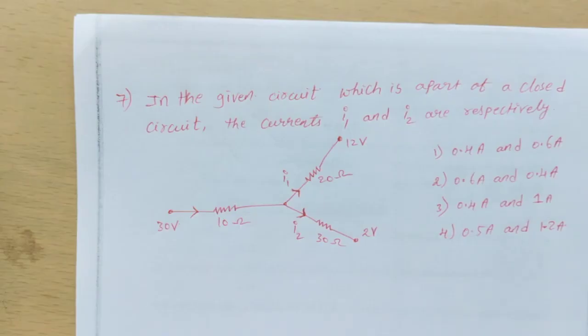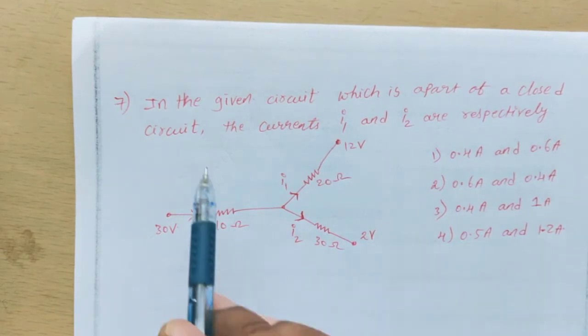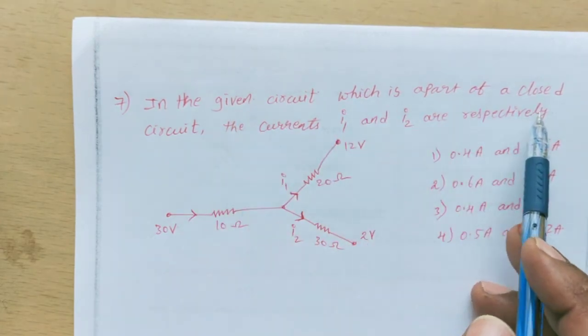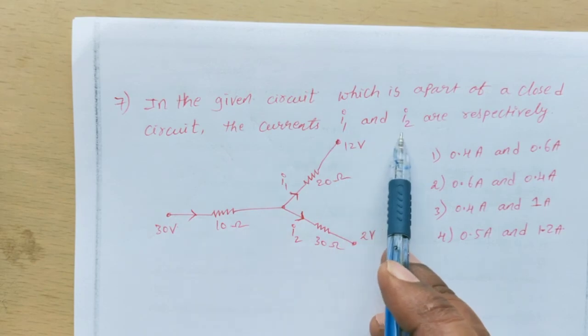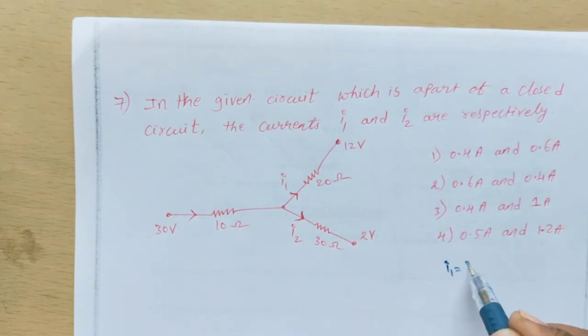See students, this is a very important model for you, and in theory classes we also discussed this same model. Let us go through the conditions here. In the given circuit, which is a part of a closed circuit, the currents I1 and I2 are respectively? We want to calculate I1 and I2.